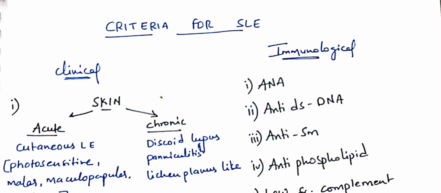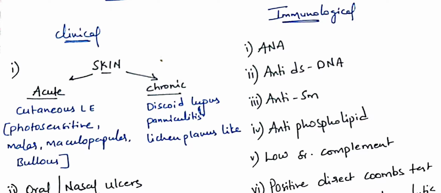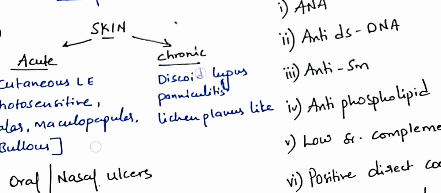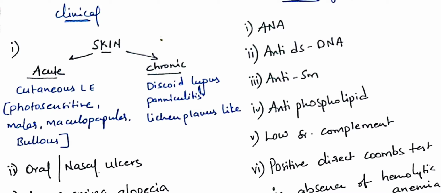It is mainly divided into two main groups. One is clinical manifestations and the other is immunological manifestations. First, we will discuss clinical manifestations. Going from superficial to deep, first consider skin. In skin, there will be acute or chronic changes.